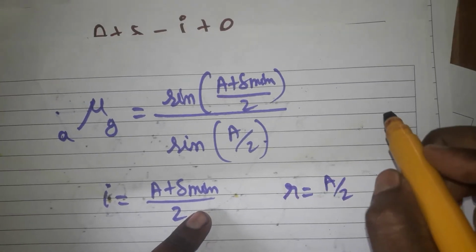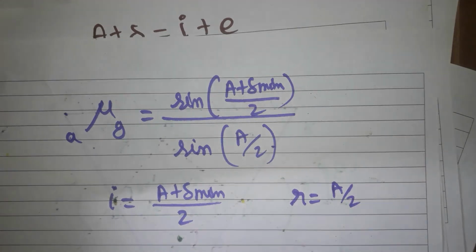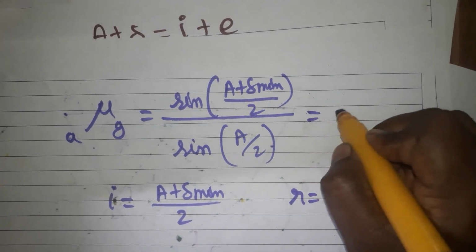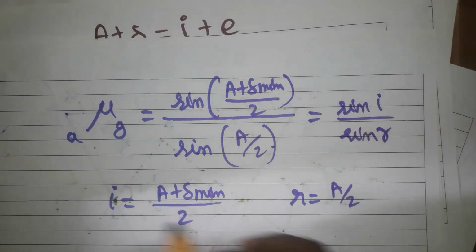When is this going to happen? When the deviation becomes minimum. That is the time the graph will become a minimum. It's the equation sin I by sin R. It's Snell's law only, I modified it like this.